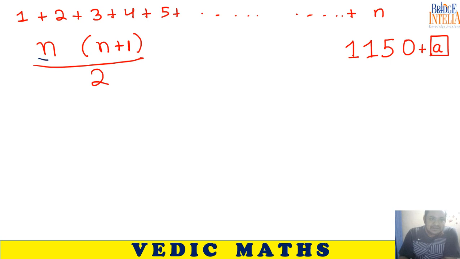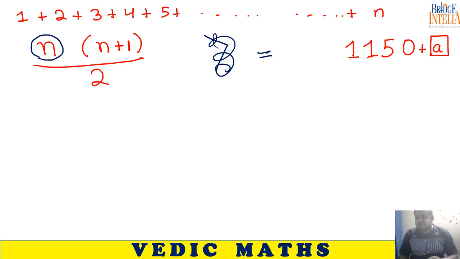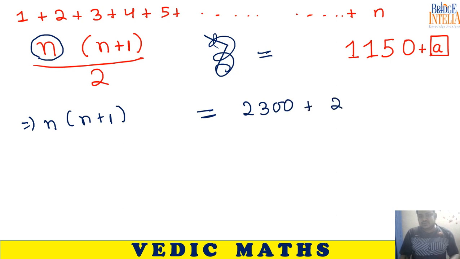So the last number, suppose the last number is n. From here you can clearly say that the correct answer is more than the answer he is giving. Or you can say this is equal to 1150 plus the number that you have skipped. So from here n into n plus 1 is equal to 1150 into 2, that is equal to 2300 plus 2 into skipped number. The number that you have skipped, we have no idea what that number is.